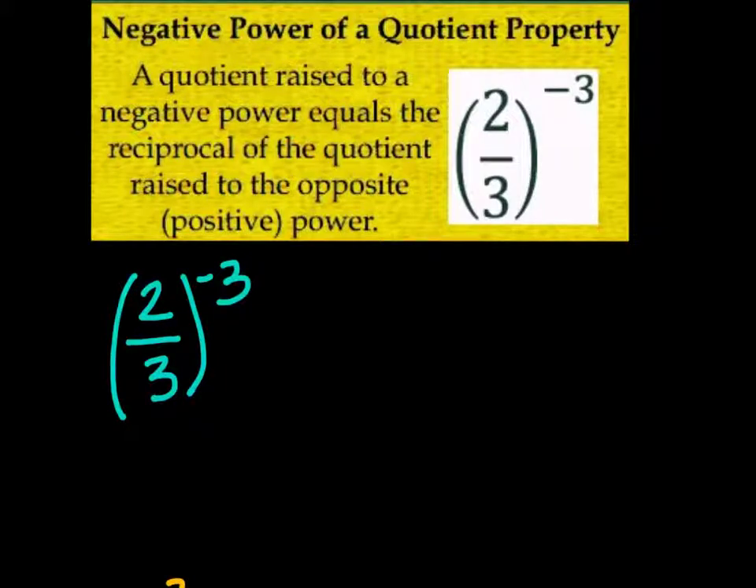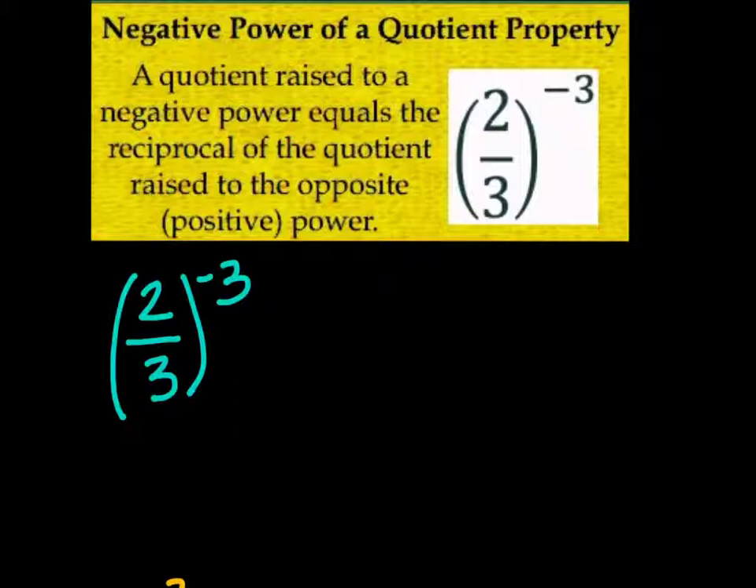All right, I got a couple of guest speakers. Guest speaker number 1. Negative power of a quotient property. Guest speaker number 2, please. A quotient raised to a negative power equals the reciprocal of the quotient raised to the opposite positive power. Thank you, guest speakers. You're awesome.